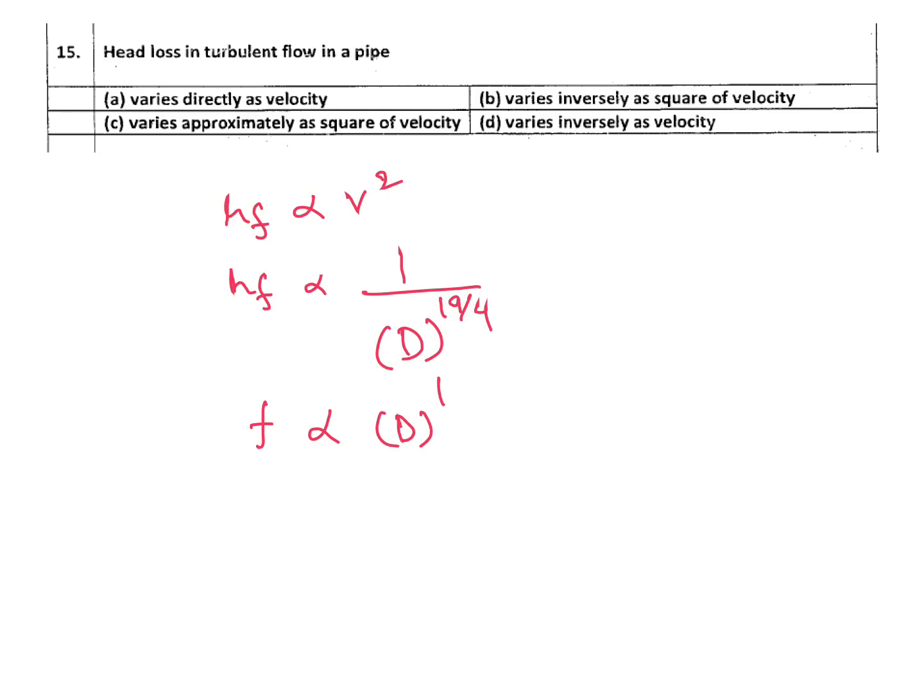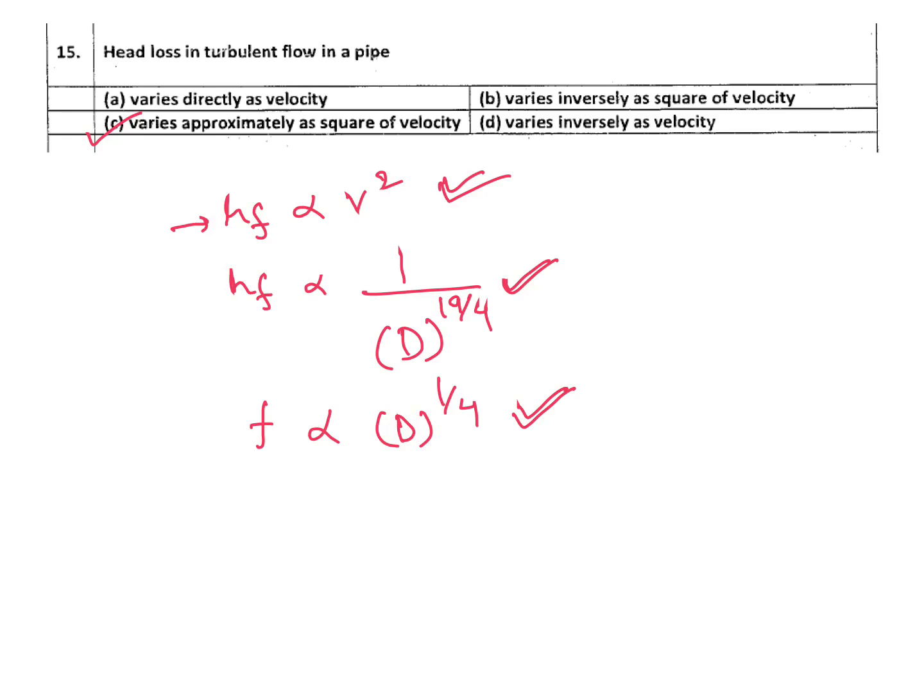In this question, head loss in turbulent flow in a pipe varies directly as velocity? No. It varies approximately as the square of velocity. C is our answer. This one is also important in terms of diameter, and in friction factor, this one is also important. Head loss is HF.